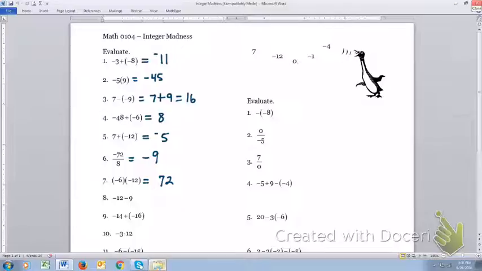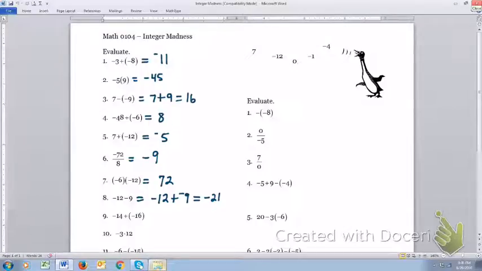On number 8, we have a subtraction problem. So we need to change this to adding the opposite. So again, subtraction problems we change to addition problems, and then we use our rules for addition. So this becomes -12 plus -9, and 9 and 12 is 21, so this will be -21. Again, we want to use the sign of the two numbers. Again, if you think in terms of debt, if you owe someone $12 and you owe someone else $9, then you owe a total of $21.